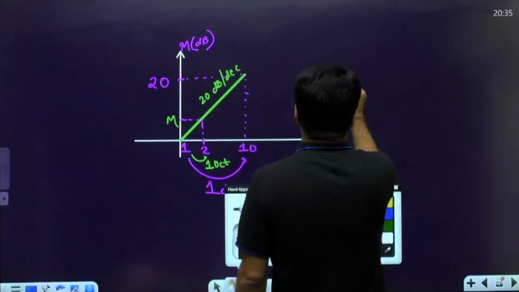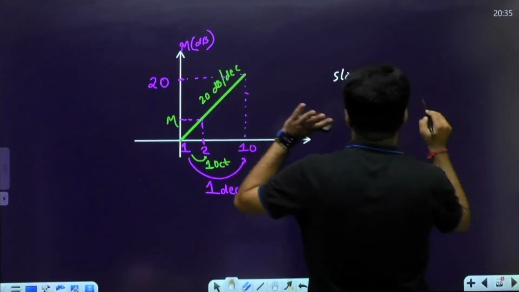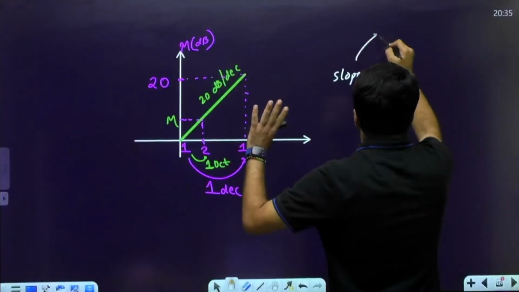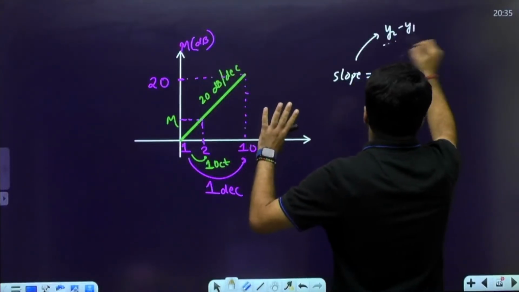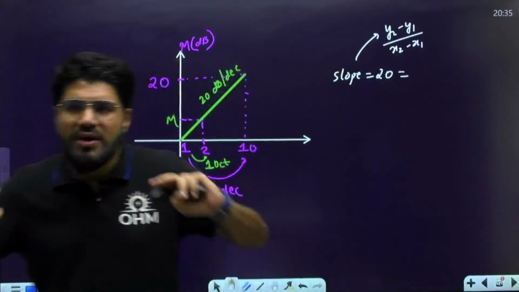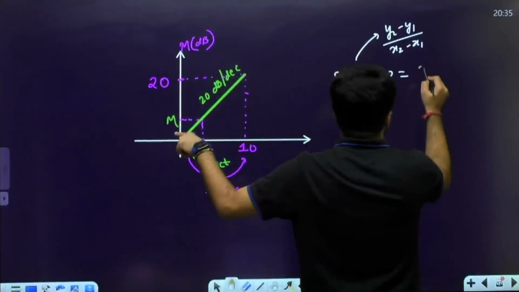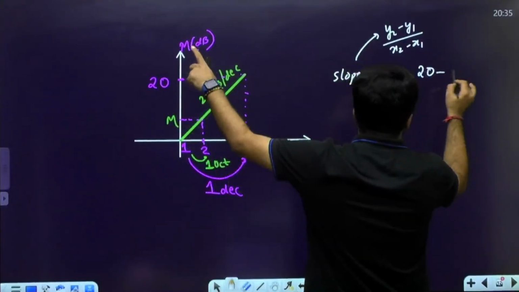So let's basically play with the slope formula. Slope is how much? 20 decibel per decade. Mathematically, slope of any line is y2 minus y1 upon x2 minus x1. So what is y2 minus y1? What is the change in magnitude? 20 minus 0. What is the y-axis? Magnitude. So 20 minus 0.